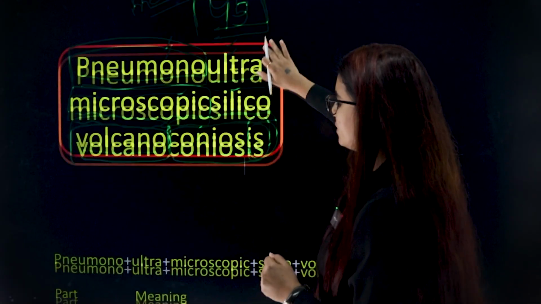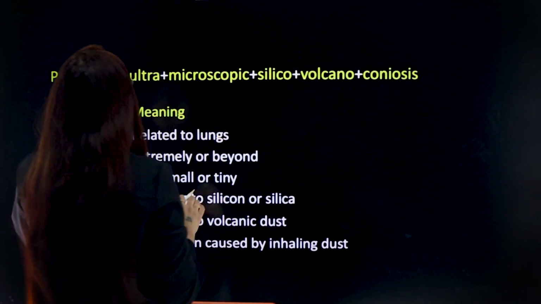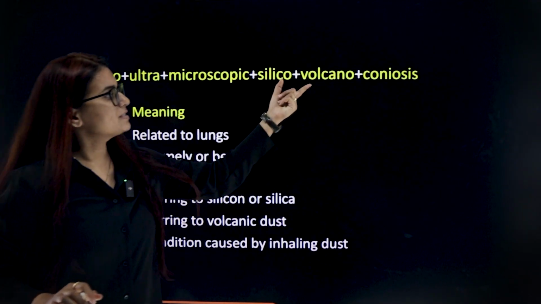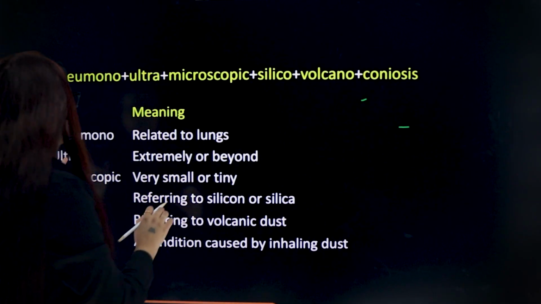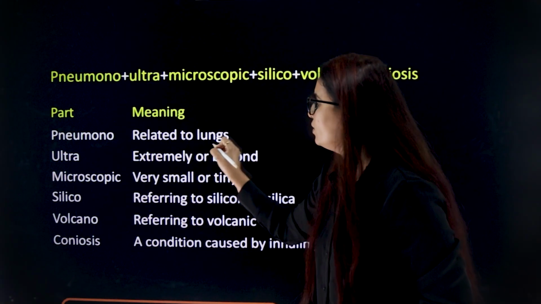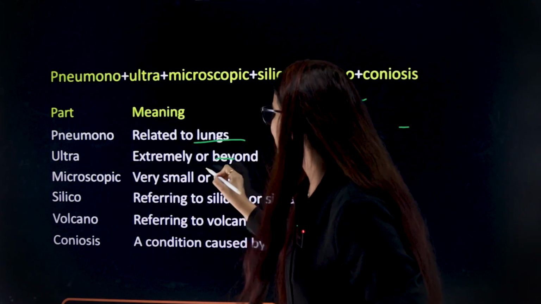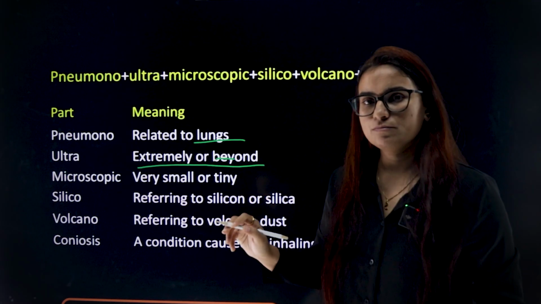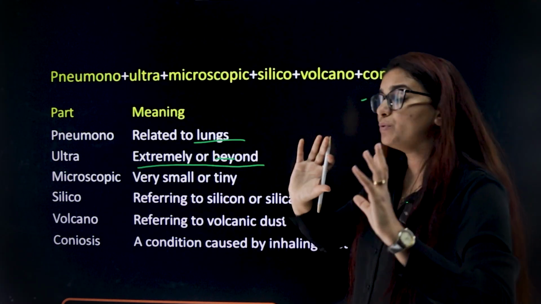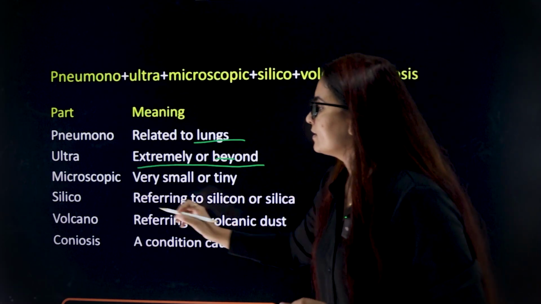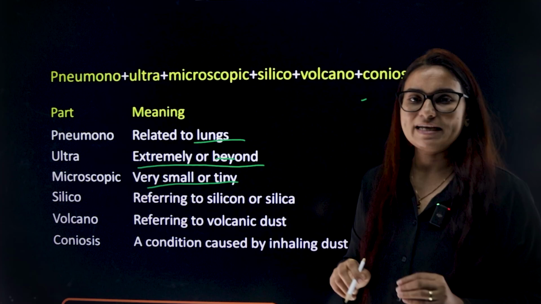Now, let's understand with the help of the table. So, over here you can see pneumono, ultra, microscopic, silicon, volcano, kenosis. Alright, let's break it down. Pneumono means related to lungs. Ultra means extremely or beyond. You know, ultra white. Something which is beyond white or something which is extremely white. Then we have microscopic. Microscopic means very small or tiny.